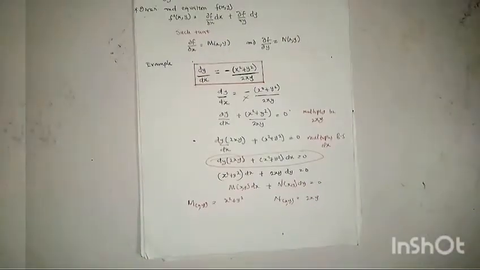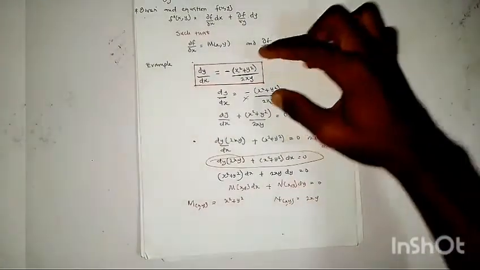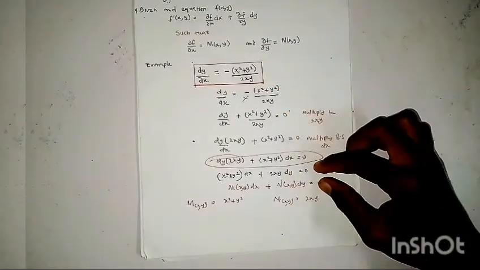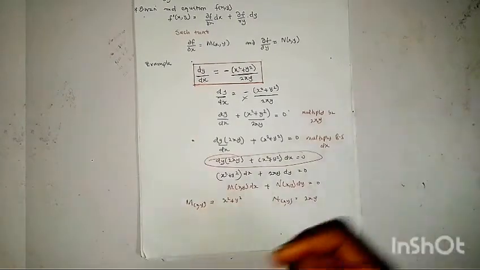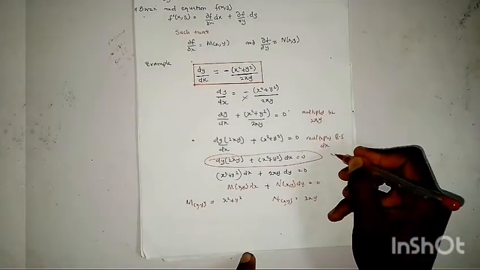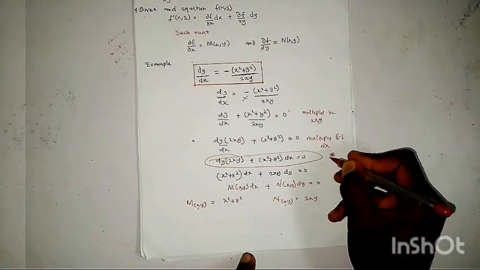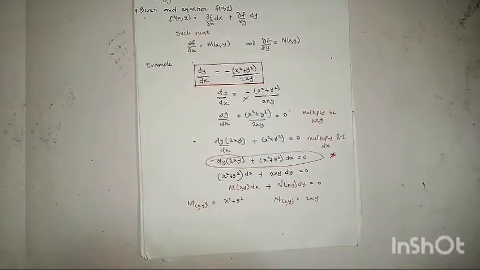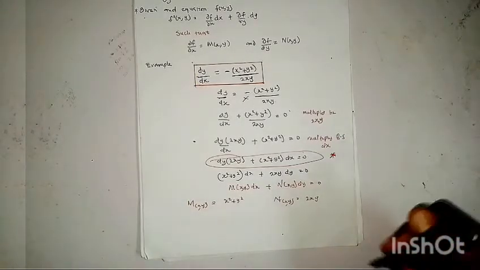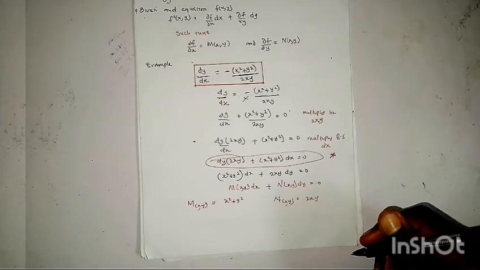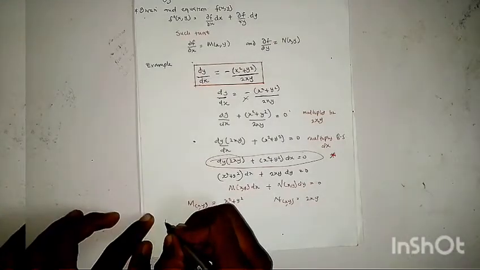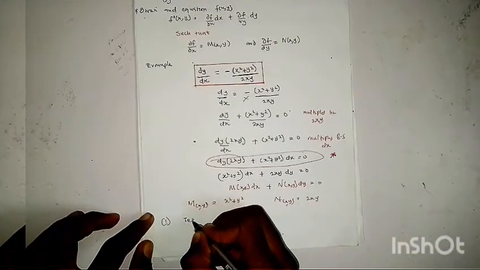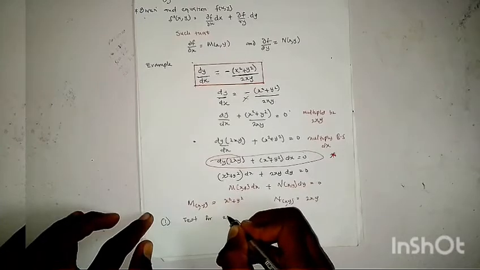Now, this is your first step. In case you are not given the equation in this exact form, you try to express it in this form. This is how we start to solve an exact differential equation. So basically, you should be given this kind of equation if you have to solve an exact differential equation. The first thing you do before solving it is to test for exactness. The first step, test for exactness.